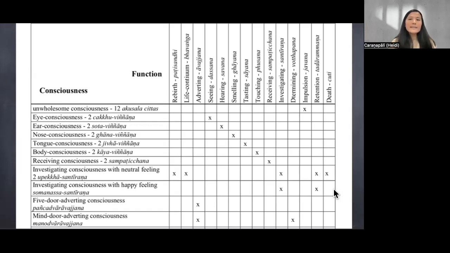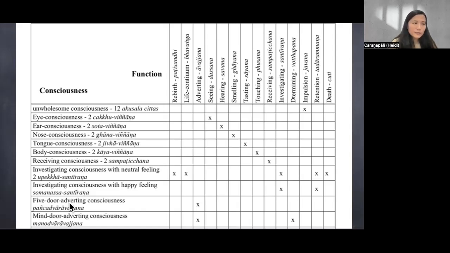Okay, so when does this tadaramana happen? There is a section about tadaramana in a later chapter, and that will become clearer, when or what type of tadaramana will arise. But first we have to know what kind of cittas can perform this function here. Okay, then investigating consciousness with the pleasant mental feeling, somanassa santirana. That is only wholesome resulting consciousness, right? So it can only perform the investigating function and the tadaramana function. It does not perform the rebirth linking. Only the upekkha one performs rebirth linking in this case.